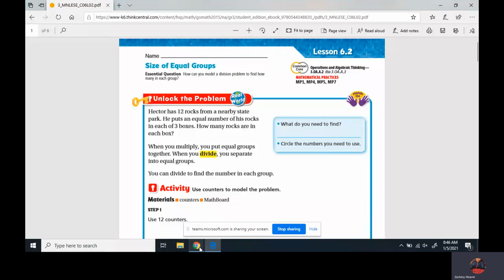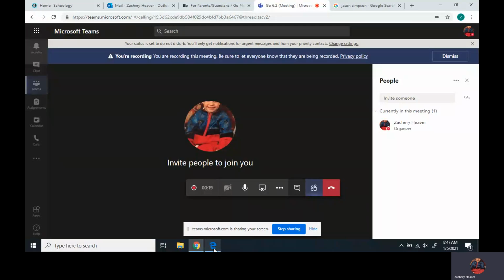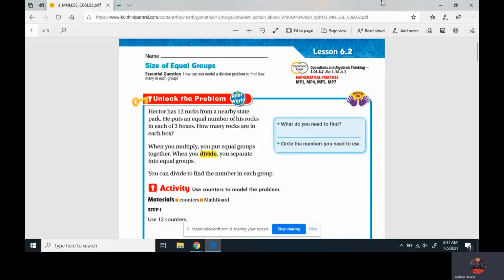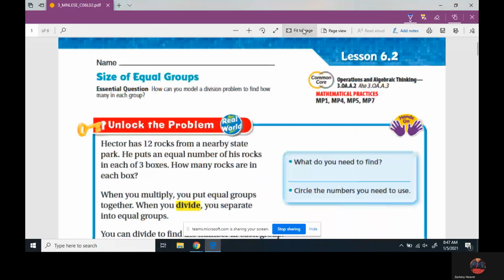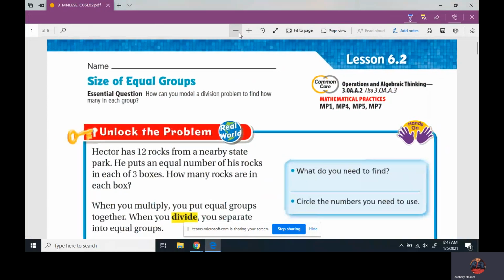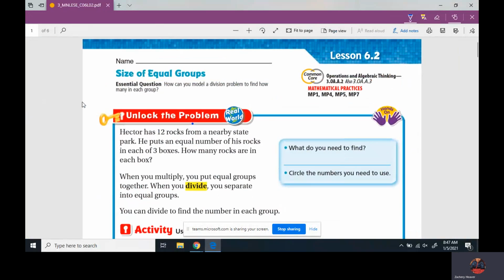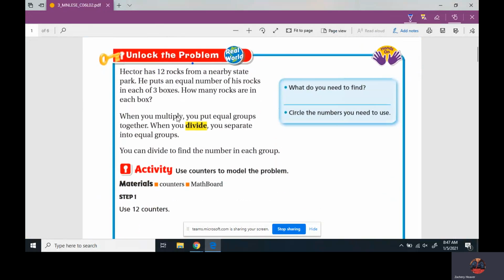Okay, so today's lesson is 6.2. It's still going on about division. It's just going to talk about equal groups, which is something we've learned before. I'm going to make it a little bit smaller. All right, so how can you model division problems and find how many equal groups?